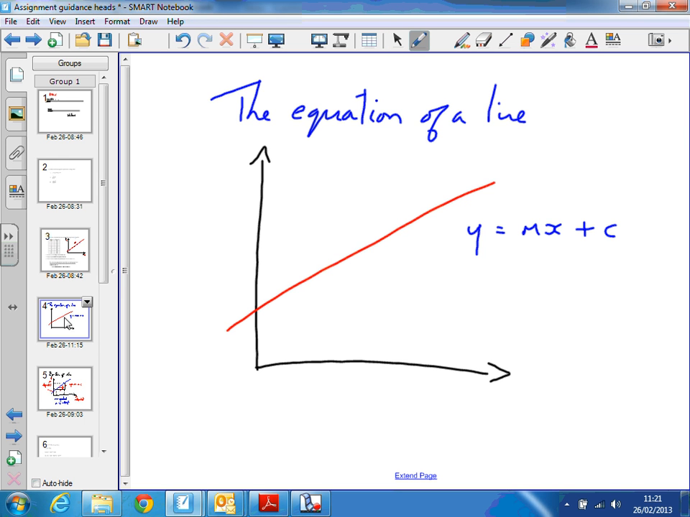And it relates whatever you're plotting on the y-axis to whatever you're plotting on the x-axis, as I've said already. So it might not necessarily be y and x, it might be power and voltage, or force and extension if you're doing some sort of Hooke's law experiment. So y and x represent whatever is on the y and x axis.